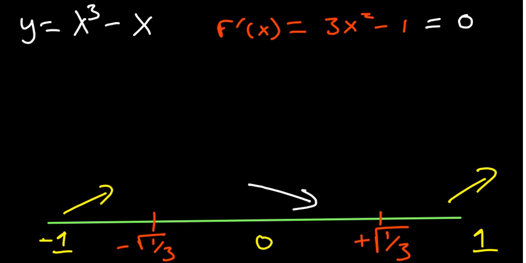Now the second derivative is going to tell us whether we're going to have a minimum or a maximum. The second derivative, we found it to be 6x. So if you look at the 6x now, we get to test the turning points. That's the way it is.